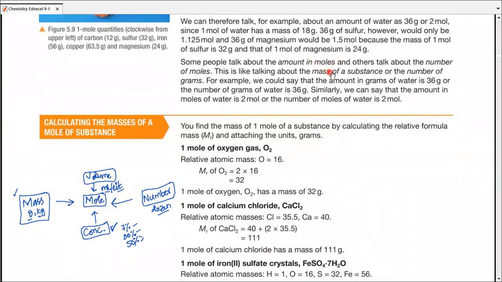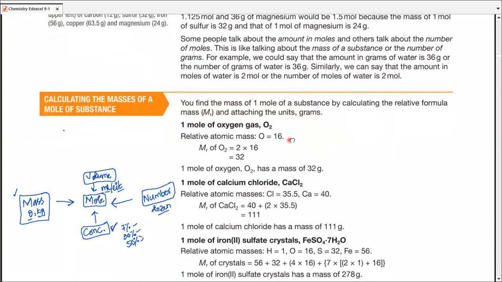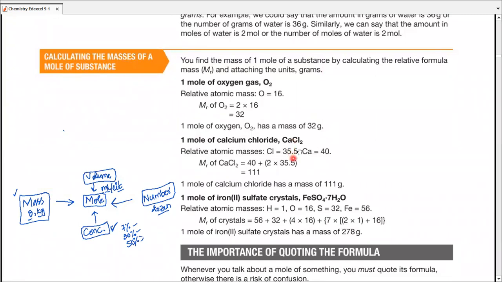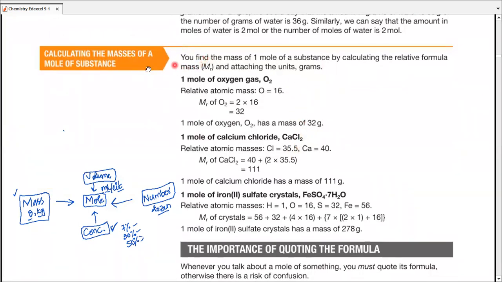Some people talk about amount in moles, others talk about number of moles. This is like talking about the mass of a substance or a number of grams. So don't worry whether they go for grams or moles. We are going to make the whole thing really easy for you. You can find the mass of a mole of a substance, and that's really easy. Whatever the relative formula mass of the substance is, you take that amount and attach the unit gram to it. There you go. You have the mass of the substance in grams for 1 mole of the substance. That's how easy it is.